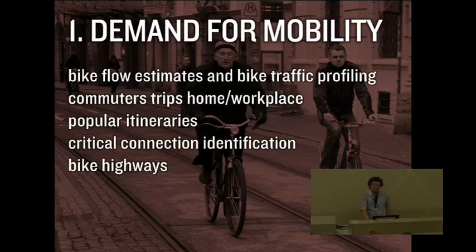So for the first kind of analysis, we can estimate bike flows and traffic profiling. We can understand how people move from and to work. We get popular itineraries. We can analyze critical connections that are dangerous but are done anyways because you have no other way around. And you can find the backbone, basically, of the city, with bike highways.